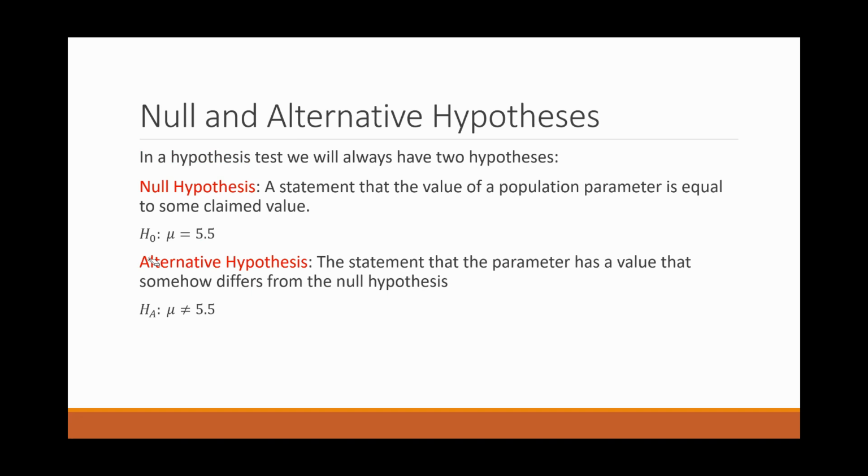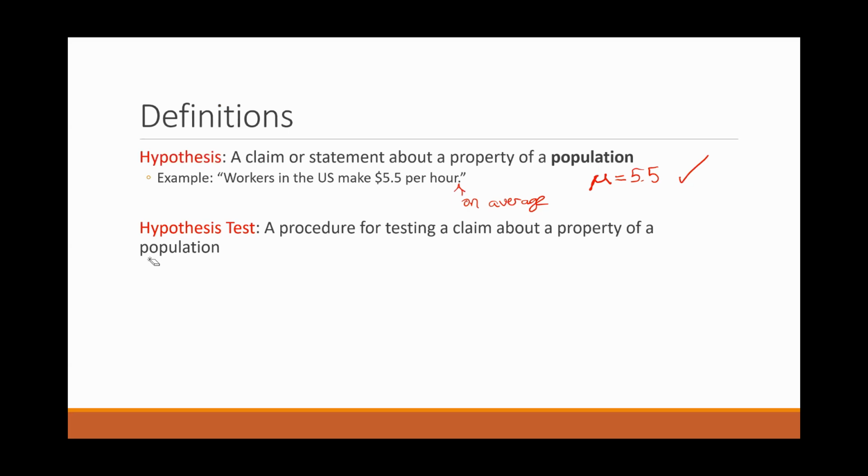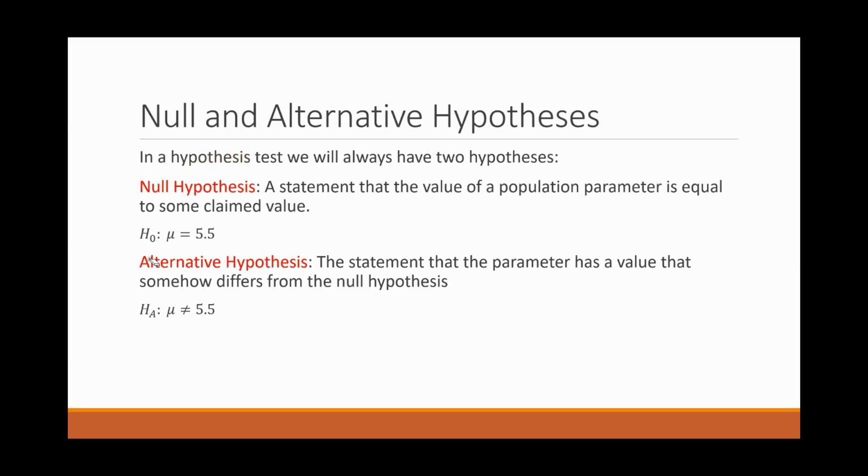A null hypothesis is always equal to whatever we kind of baseline think. It's always kind of like the uninteresting case. So let's say our null hypothesis is that US workers make $5.5 an hour. Then our alternative hypothesis is always that our null hypothesis is not true. It's just the opposite. It's everything other than our null.